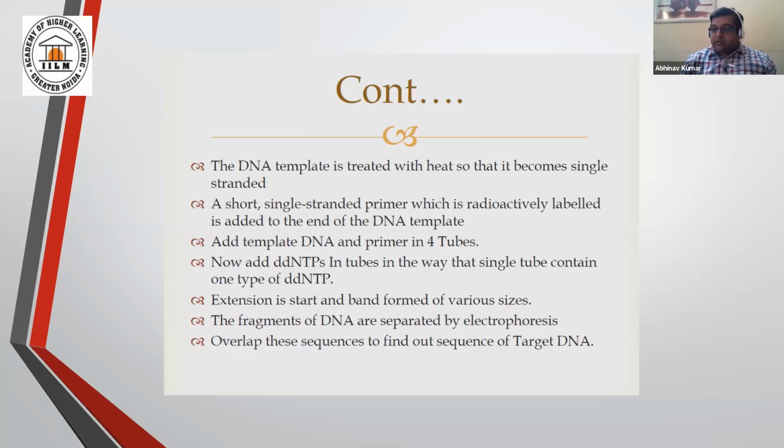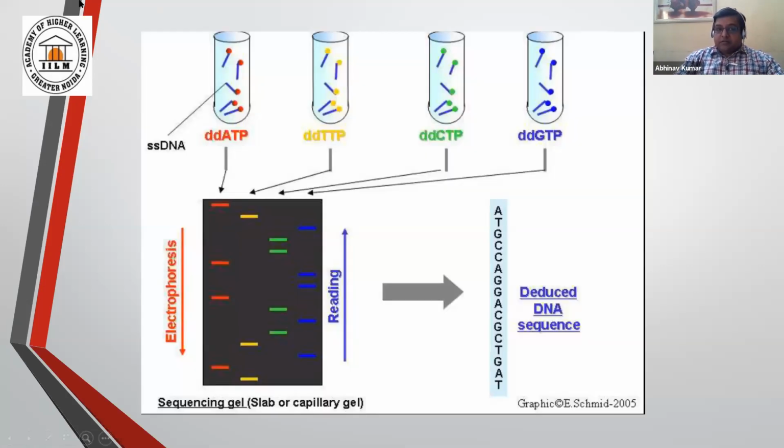So this is the continuation from the last slide: the DNA template is treated with heat to become single stranded. A short single strand primer is radioactively labeled and it is added to the DNA template. Fine. All the DNA templates are divided into 4 tubes, and you can see here, this is the single stranded DNA. The DNAs are from a single source. They are not different. And then addition of the terminator.